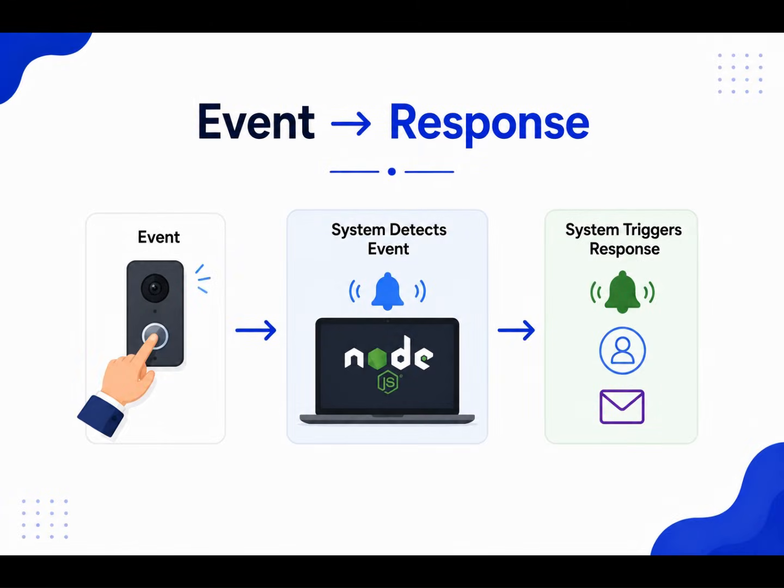Event-driven architecture. Think about a doorbell. When someone presses it, an event occurs and the person inside responds. Similarly, Node.js performs actions when a specific event occurs on the client side.